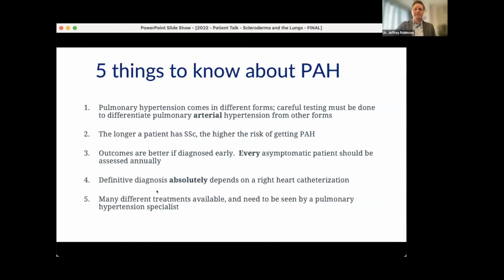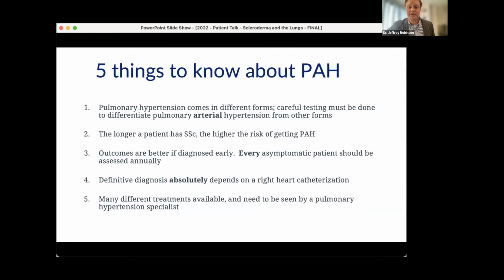So, five main things to take away that you should know about pulmonary arterial hypertension. This comes in many different forms, and really careful diagnostic testing has to be done to make sure that you have the pulmonary arterial hypertension that we see with scleroderma, rather than some of the other forms of heart and lung issues that can come from the disease.